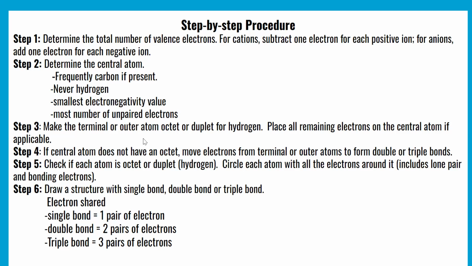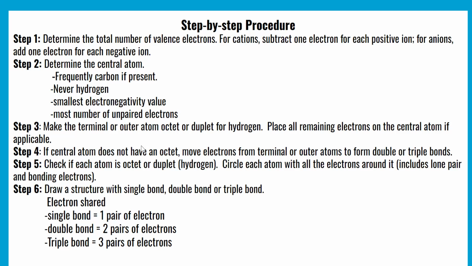Step 1 is determine the total number of valence electrons. For cations, subtract 1 electron for each positive charge. For anions, add 1 electron for each negative charge. Step 2, determine the central atom. If the compound contains carbon, the carbon must be the central atom. No other element can be that, because carbon has 4 unpaired electrons. Hydrogen can never be the central atom.